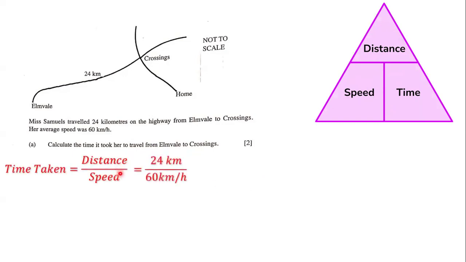So we have to determine what the distance is. The distance traveled is 24 kilometers, so we put that on top. And the speed is 60 kilometers per hour, so we put that at the bottom. Next, we divide the two. And when we divide these two, we get 0.4 hours. And so the time taken is 0.4 hours.